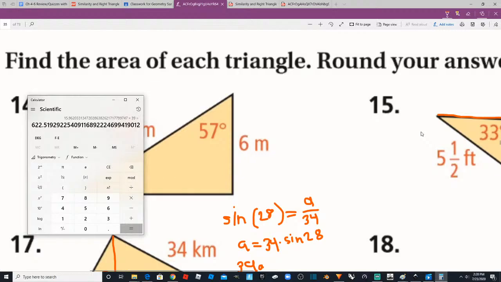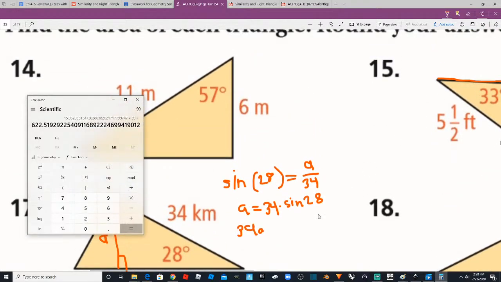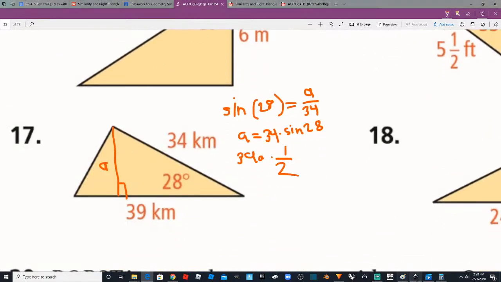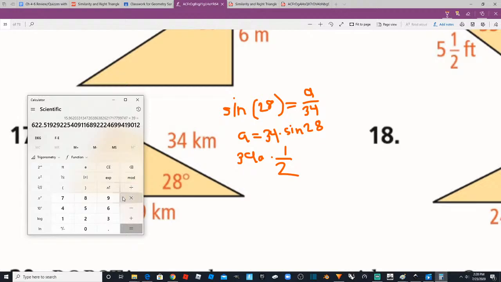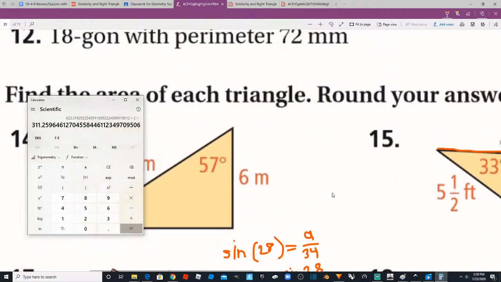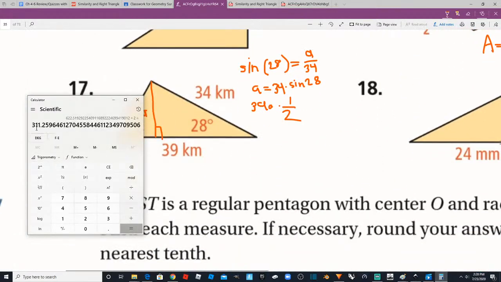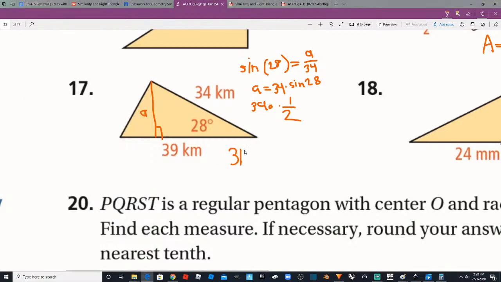And since this is a triangle, we have to multiply this by 1/2. Let me double check here. Yeah, divided by 2, you get 311.25. We have to round to the nearest tenth. That'll be 311.3 km squared.